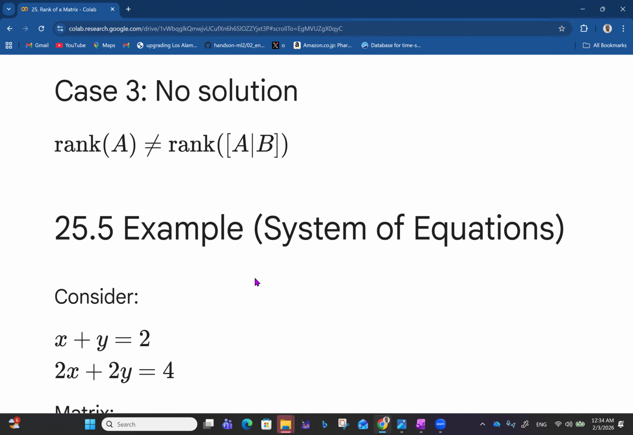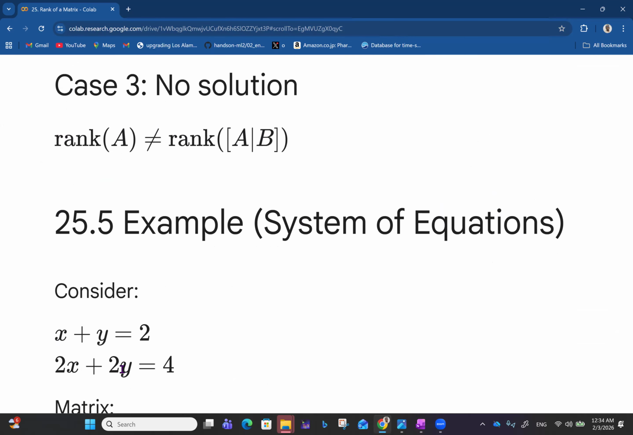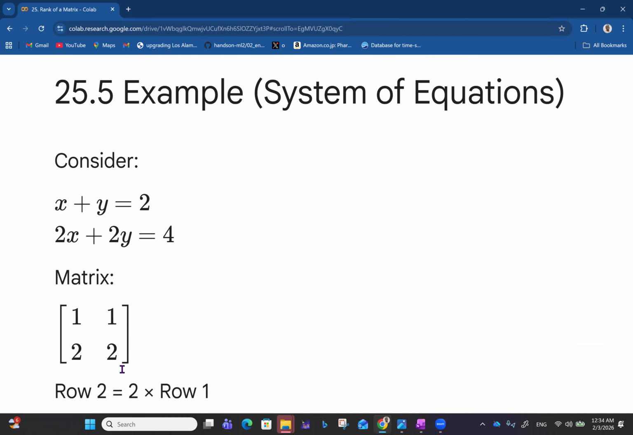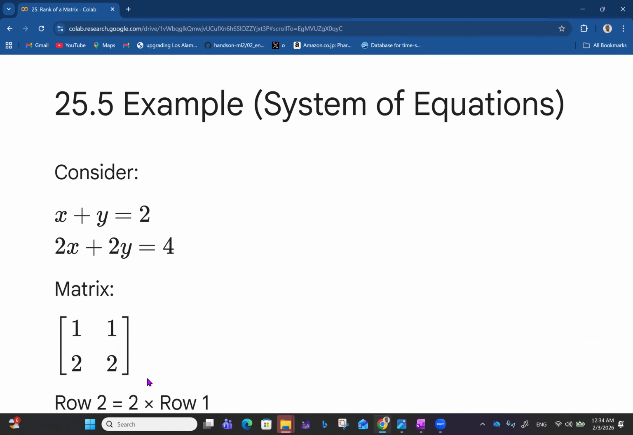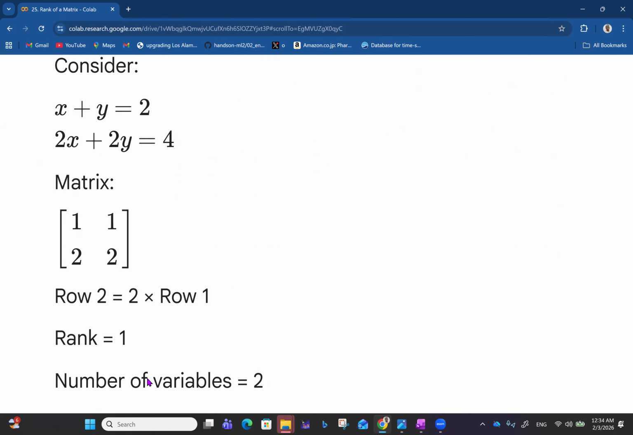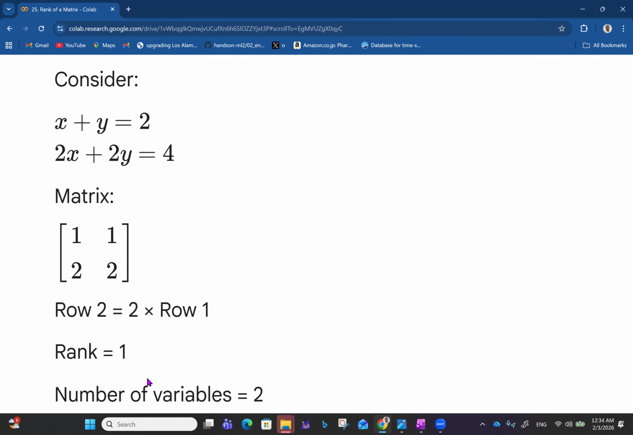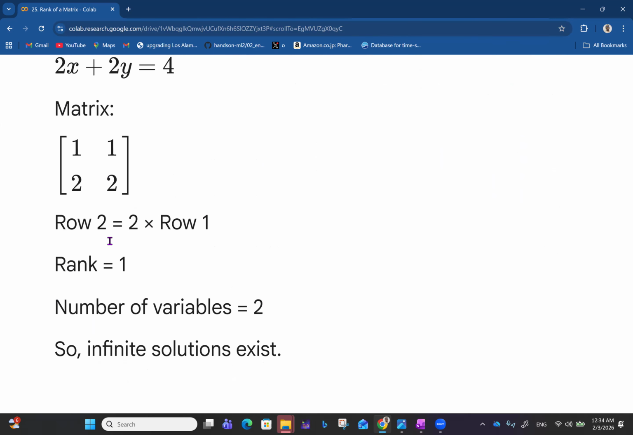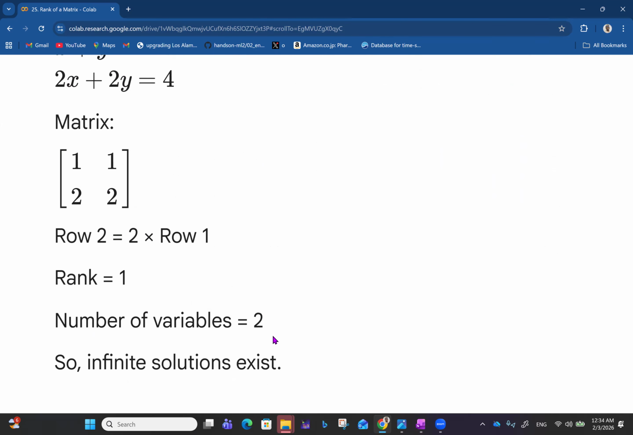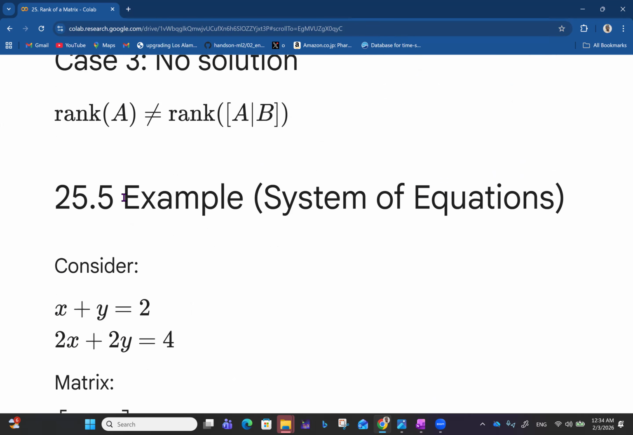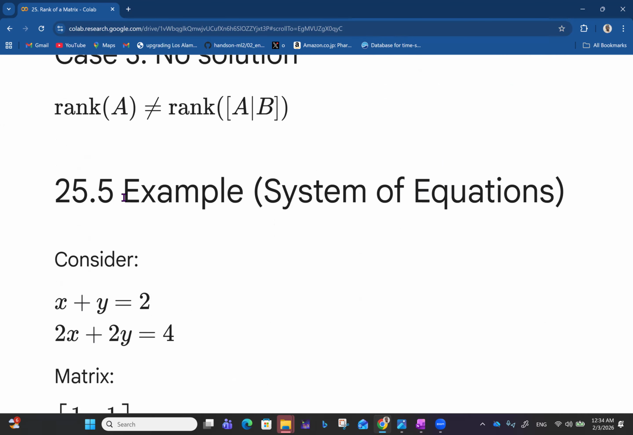So example, talking about a system of equations, you have x plus y equals 2, x plus 2y equals 4, right? So they are basically the same. So you have 1, 1, 2, 2. So row 2 is 2 times row 1 already. So the rank is simply going to be 1 because the second row doesn't give you any special information, right? So the number of variables is equal to 2. So infinite solutions exist in this case because the rank is 1, whereas you have two variables.